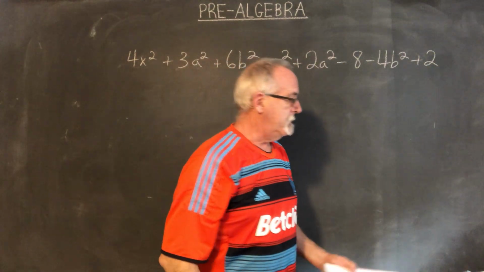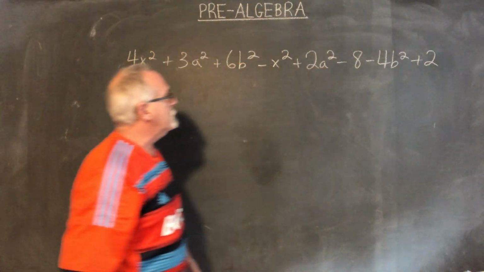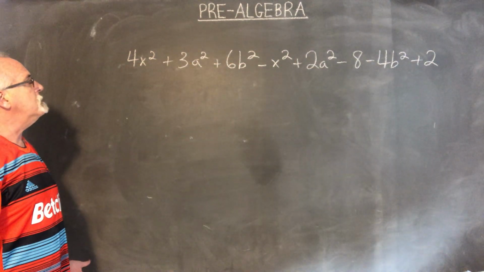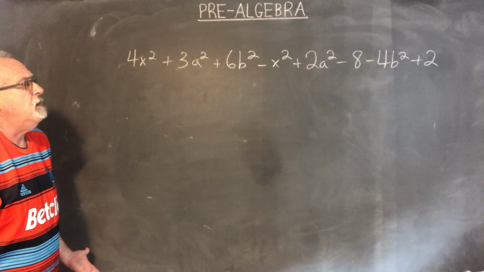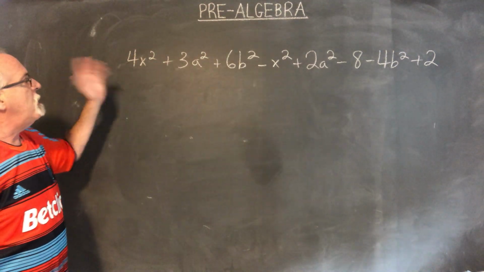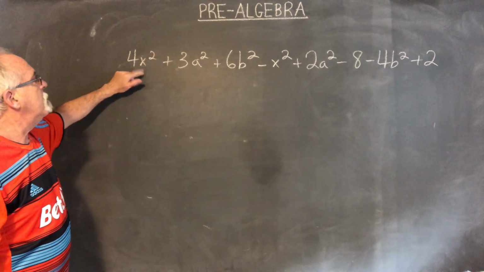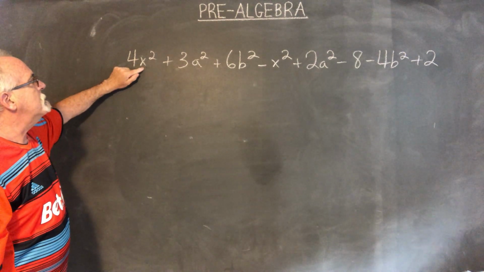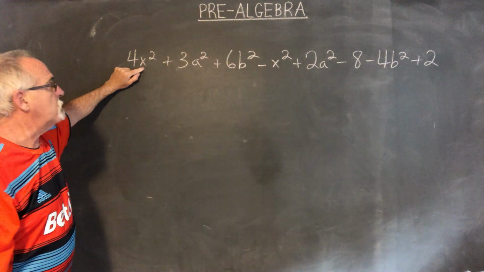Okay, I better stop there. So I have 8 terms in this algebraic expression, and I want to combine like terms, and it sounds scary, except it's not scary. Because I can start with anything I want. I'll start with the x squareds, because the first thing I get to reading left to right is a term where the variable is x squared.